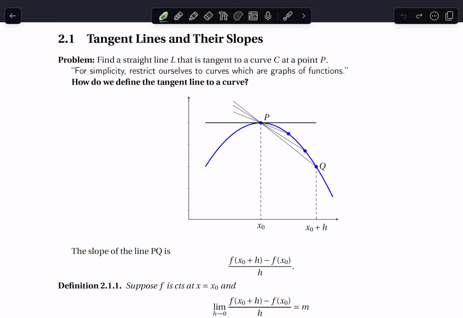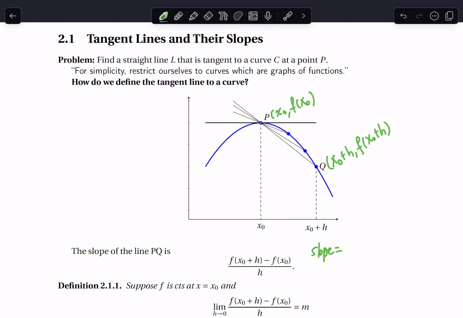slope, right? Because the coordinates of this point are x0 and f of x0, and the coordinates of this point are x0 plus h and f of x0 plus h. Then how do we define the slope of this? So to define the slope, let's write it here.